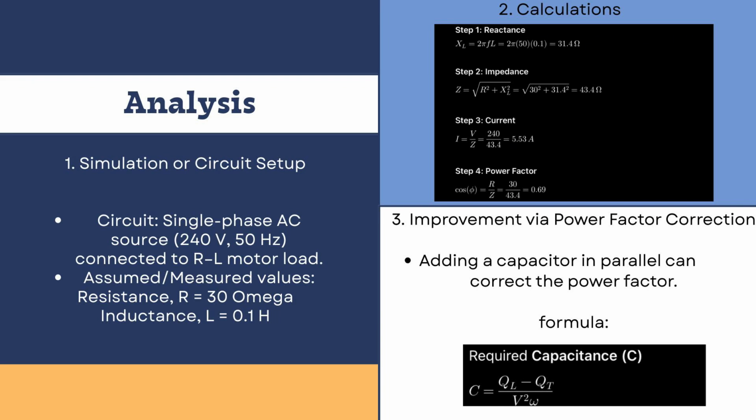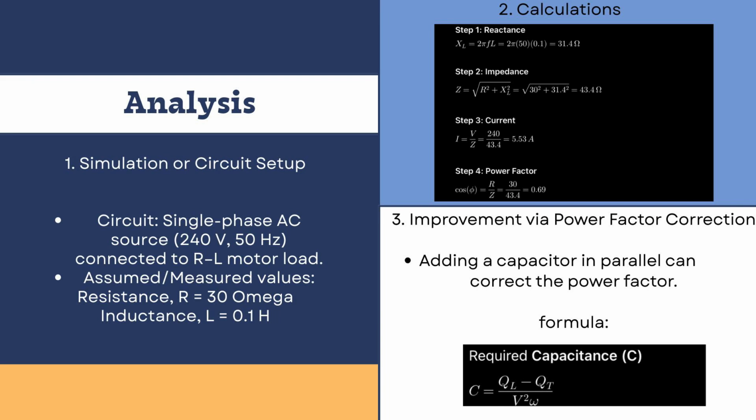Next, step 2, we found the impedance Z equal to the square root of R squared plus X sub L squared. That is the square root of 30 squared plus 31.4 squared, which equals 43.1 ohms. Then we calculate the current using I equals V divided by Z. 240 divided by 43.1 gives us 5.6 amperes.